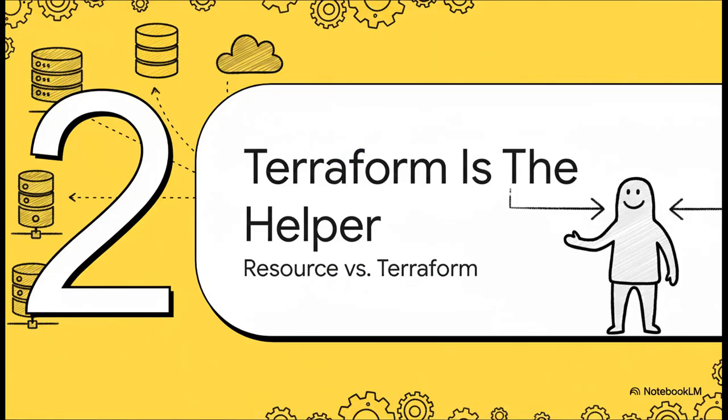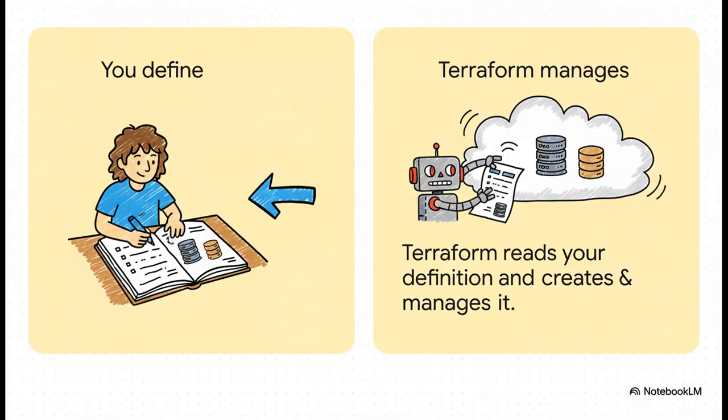Okay, so if the resource is the item on our shopping list, then what is Terraform's job in all of this? This is another spot where beginners can get a little mixed up, but it's just as straightforward. Think of it this way. You and Terraform have different jobs. Your job is to write the shopping list. You define the resources you want. Terraform? Well, Terraform is your personal shopper. It takes your list, goes to the store, which is your cloud provider, like AWS or Azure, and does all the work for you. Terraform doesn't become the server, it builds the server based on your list.